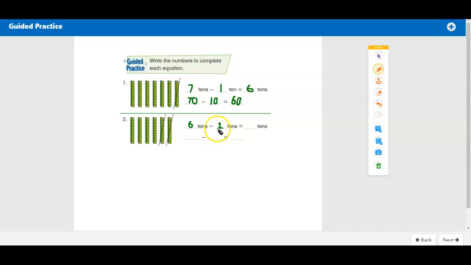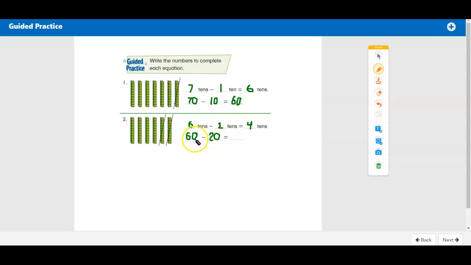6 tens minus 2 tens is the same as saying 6 minus 2. That gives us our answer of 4. 6 tens minus 2 tens is equal to 4 tens. Now let's write the total number. 60 is the same as saying 6 tens. 20 is the same as saying 2 tens.